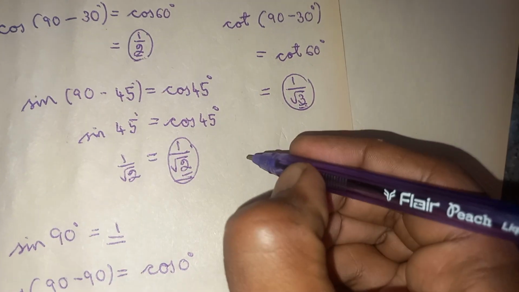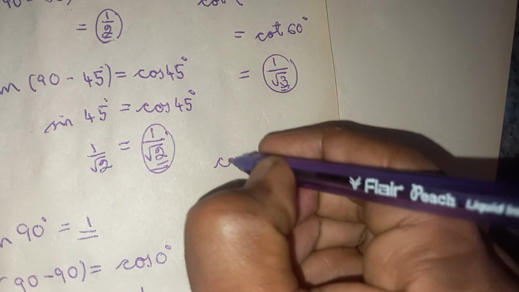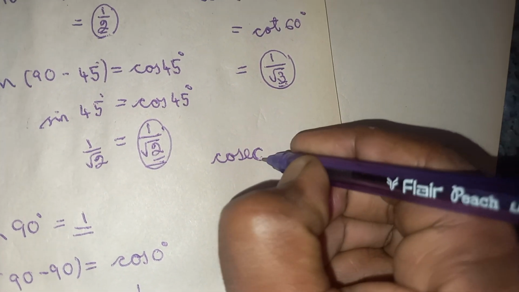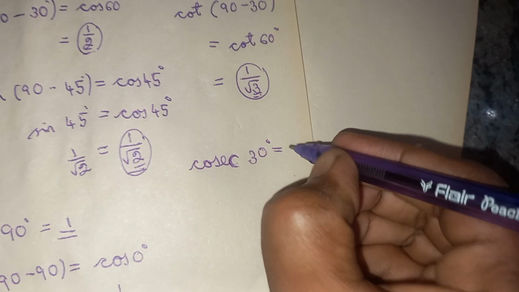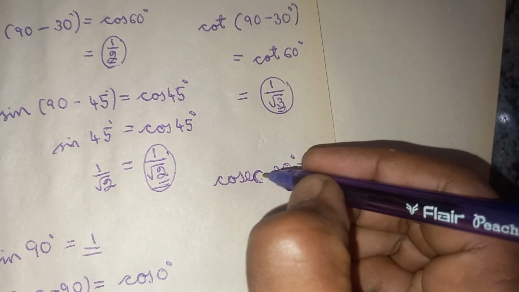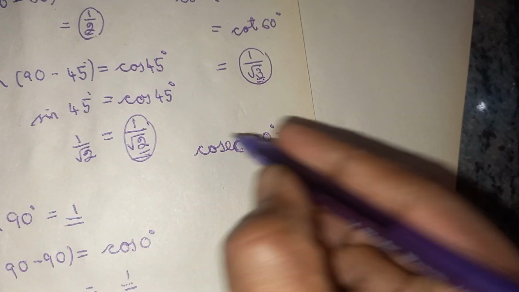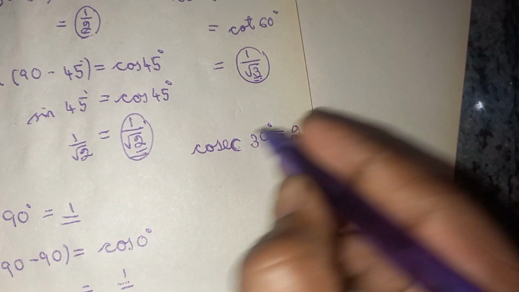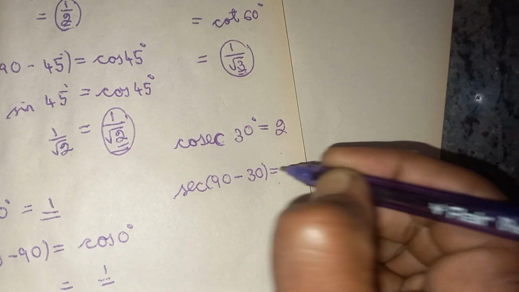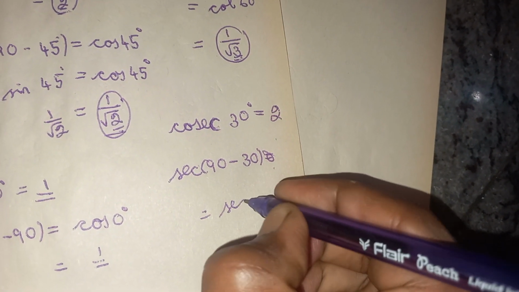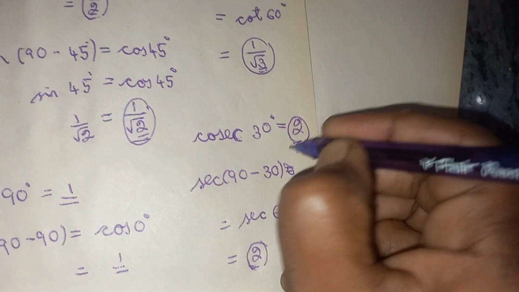Here let's take the secant and cosecant. If you take cosecant of 30 degrees, cosecant 30 degrees is going to be equal to 2, because it is the reciprocal of sine 30 degrees, which becomes 2. So in secant, if you want to find the angle with 2, you can write it as secant of 90 minus 30 degrees, which will be equal to secant of 60 degrees. Secant of 60 degrees is also equal to 2.